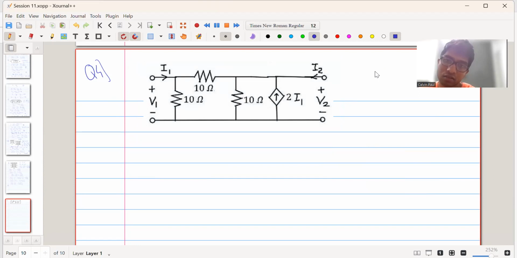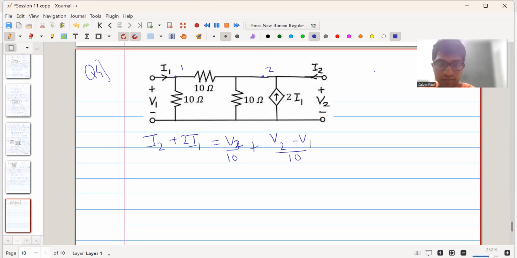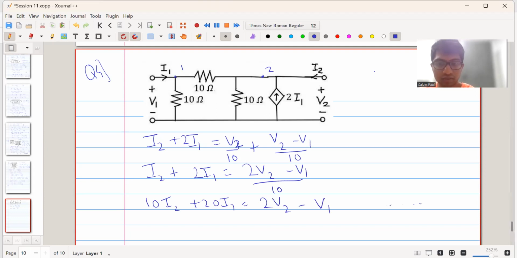So first we will apply KCL at node 2. Okay, this is node 2, this is node 1. When we apply KCL at node 2, what do we get? We get I2 flowing in plus 2I1, and V2 upon 10 flowing out plus V2 minus V1 upon 10. So that means we get I2 plus 2I1 is equal to (2V2 minus V1) upon 10. Or we write it as 10I2 plus 20I1 is equal to 2V2 minus V1. This is equation A.